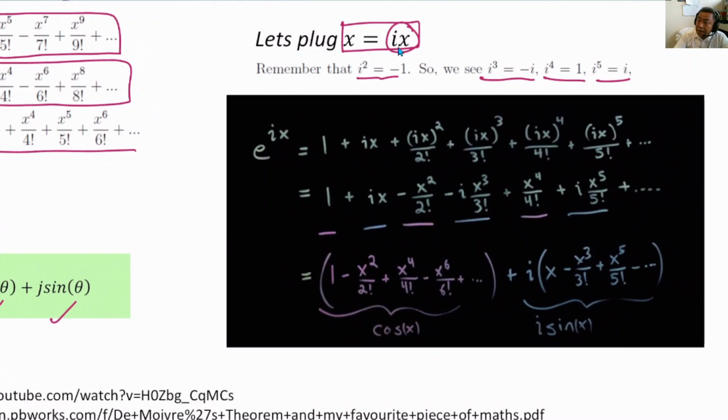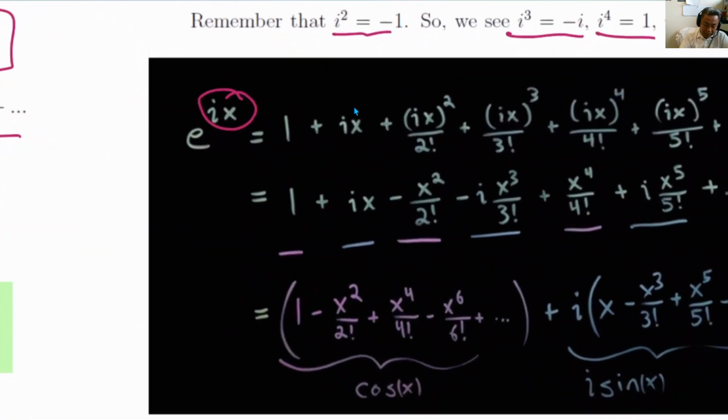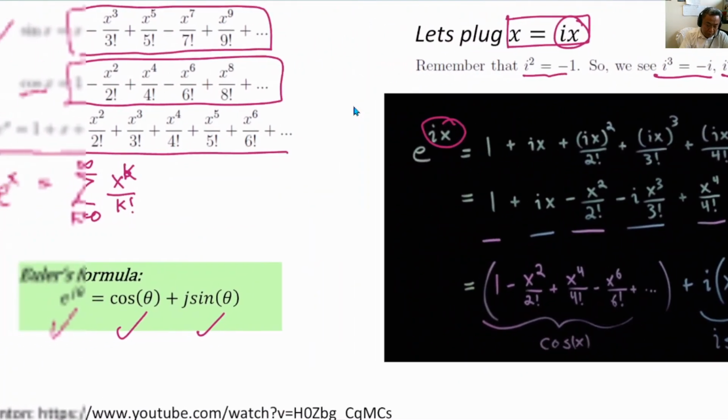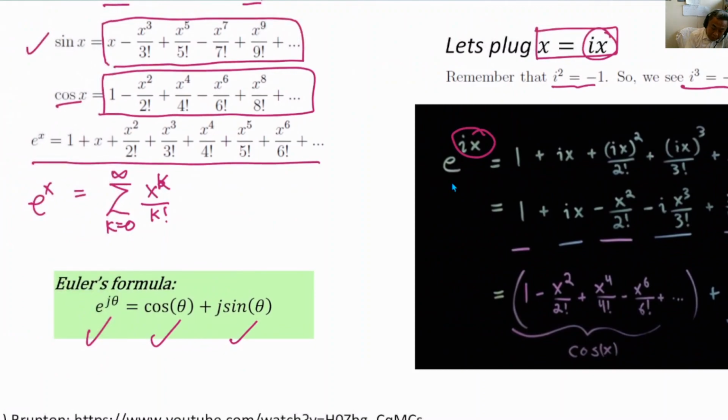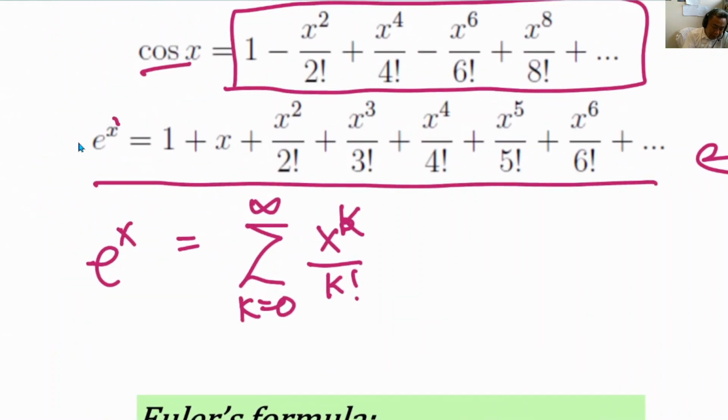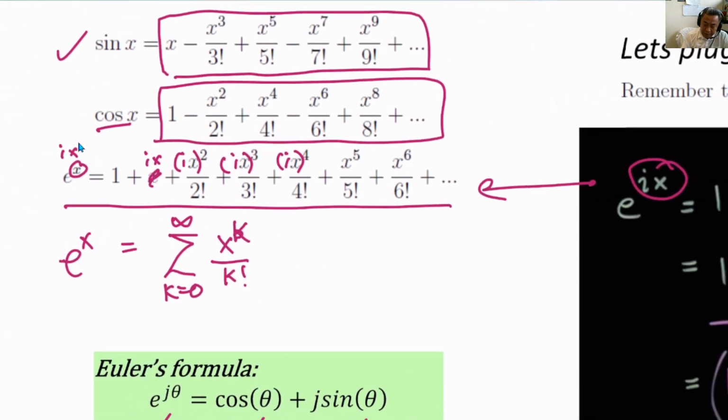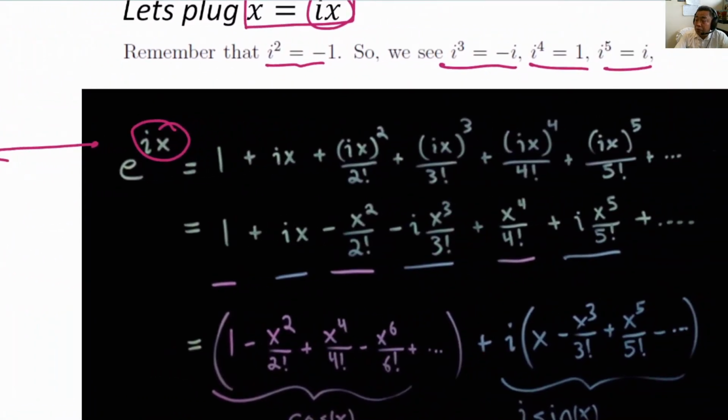You plug in e to the exponent of ix over here, and now you substitute into this form. Instead of x, you now put ix here, you put (ix) squared here, you put (ix) cubed here, and so on. When you also use the identity i squared equals minus 1, i cubed equals minus i, i^4 equals 1, you get this expression.